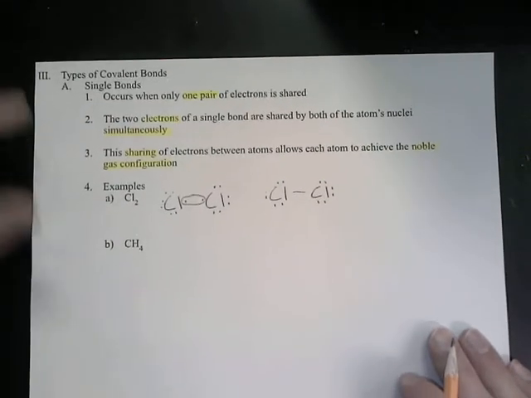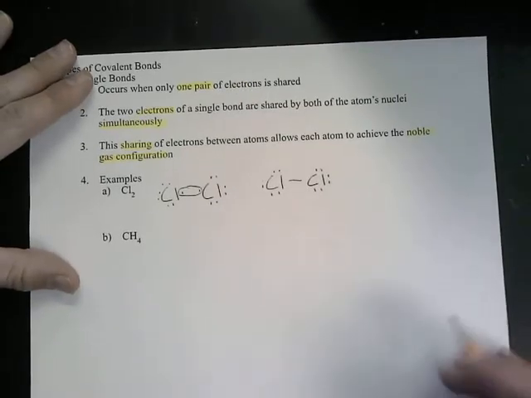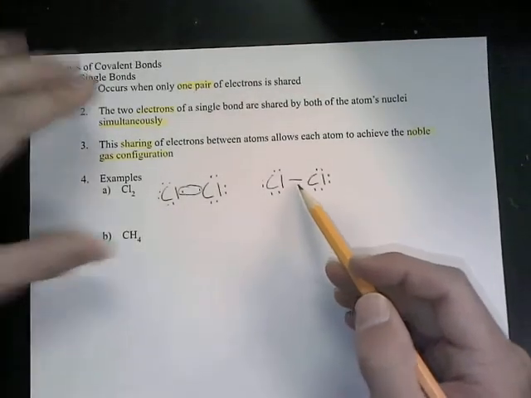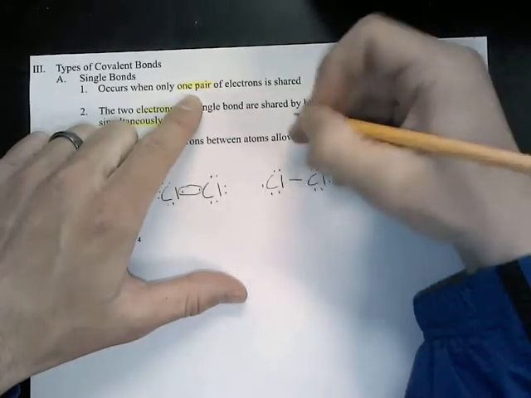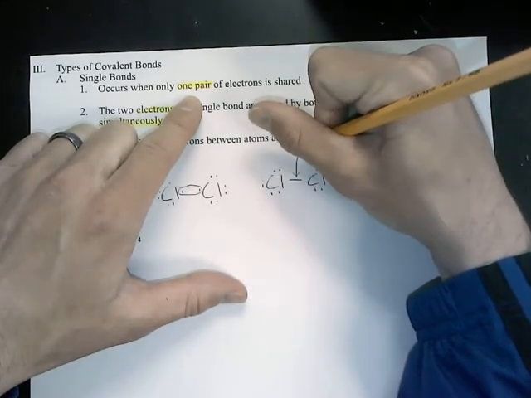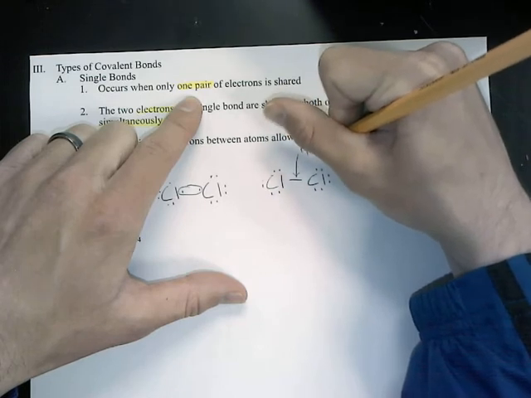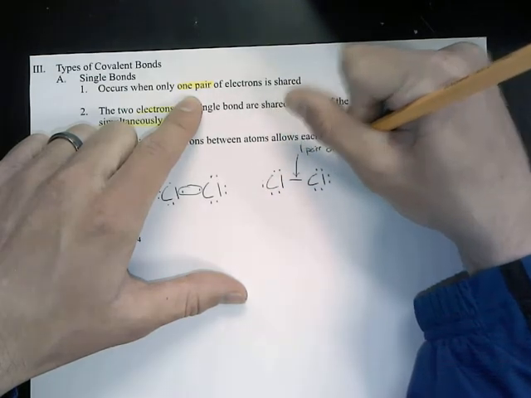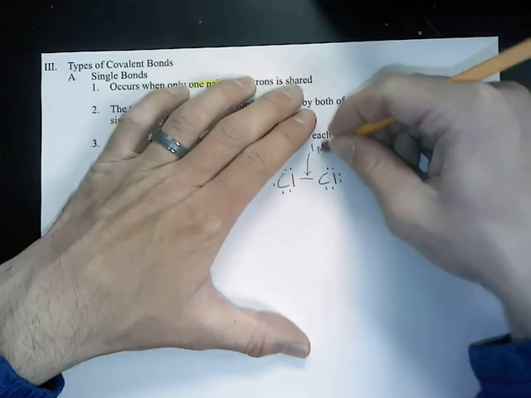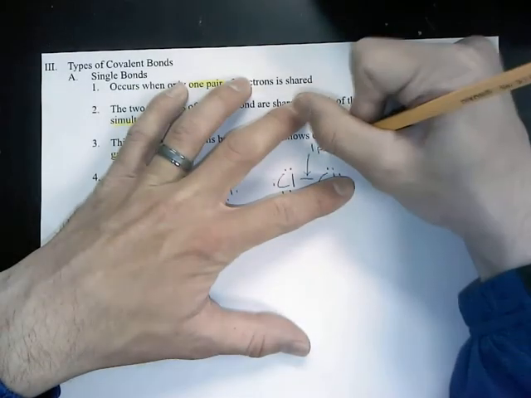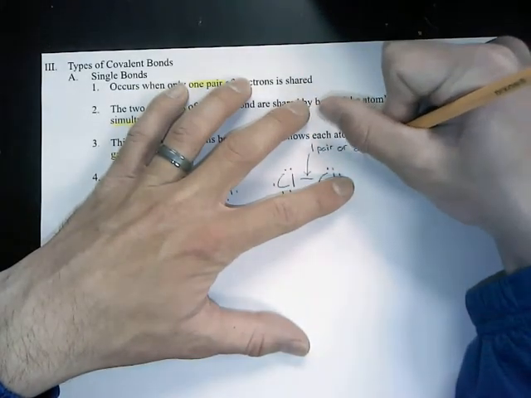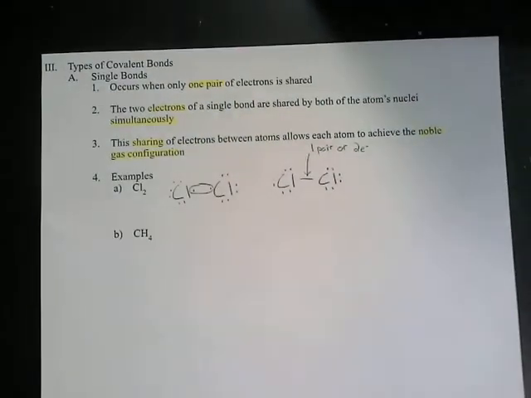We can do the same thing with CH4. The one thing that I want to emphasize is that this is one pair of electrons, or two electrons. So one line represents two electrons.